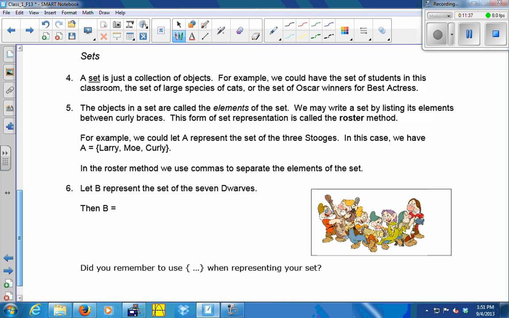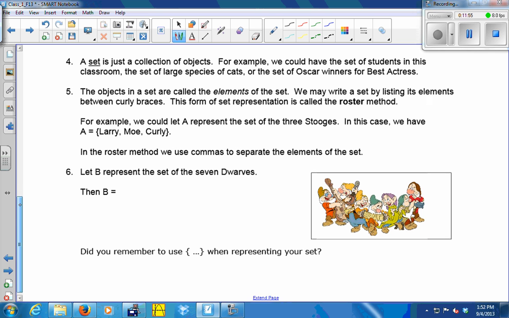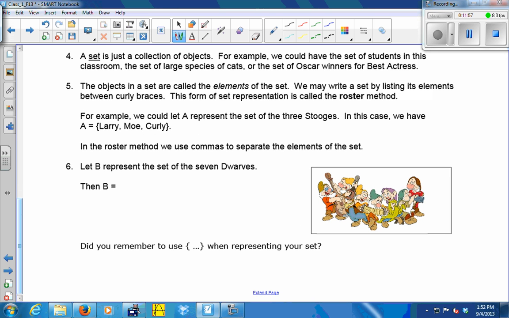All right, so if we move on to the next topic here, it's sets. So a set is just a collection of objects. For example, we could have the set of students in this class, the set of large species of cats, or the set of Oscar winners for Best Actress. The objects in a set are called the elements of the set. We can write a set by just listing its elements between curly brackets.